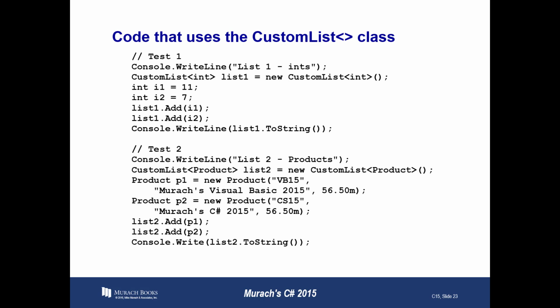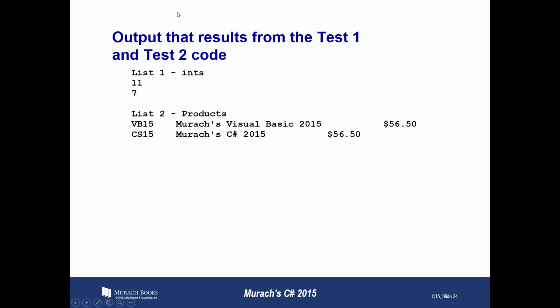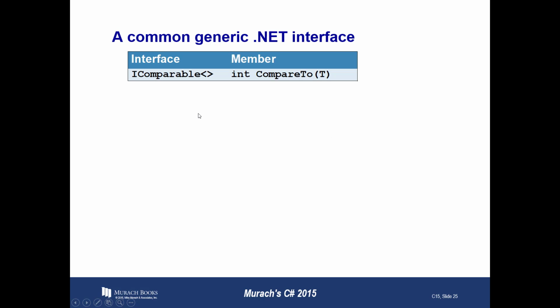Now, the generic custom list class works like the generic collection class that was described way back in Chapter 8. The output of what you see here on screen assumes that the product class includes a toString method that will display the product code, the description, and the price. So to get that, you'll need to override the toString method.